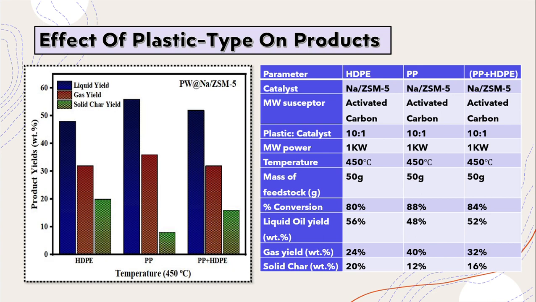Here is the effect of plastic types on products. The table and the figure show the plastic type effect on product yield. For high density polyethylene, liquid oil is 56%, gas yield is 24%, and solid char is 20%. For PP, it is 88% conversion, 48% liquid oil, 40% gas yield, and 12% solid char.